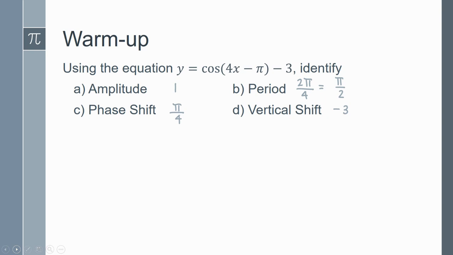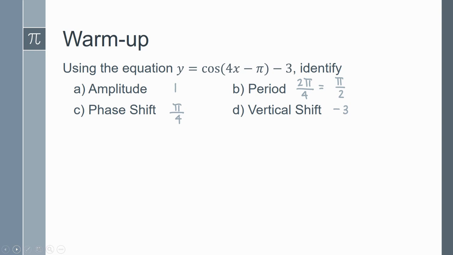Your A value was 1 because that's the number in front of cosine. So the absolute value of 1 is 1. There's my amplitude. Remember, B is the number that's in front of X, so that was 4. Your period is 2 pi divided by the absolute value of B. So absolute value of 4 is 4. So 2 pi divided by 4 means that pi over 2 is our period.